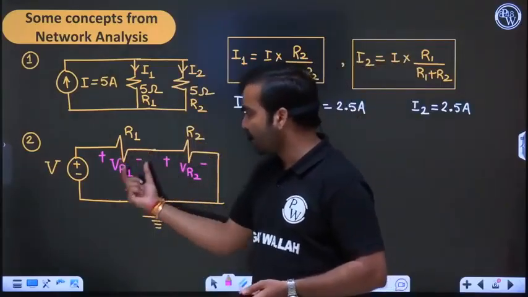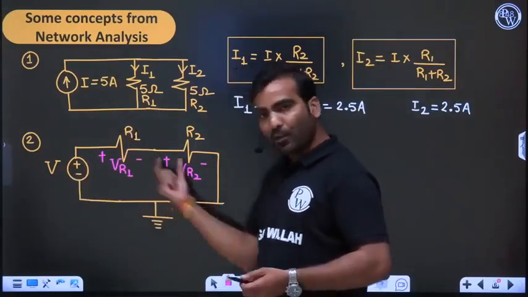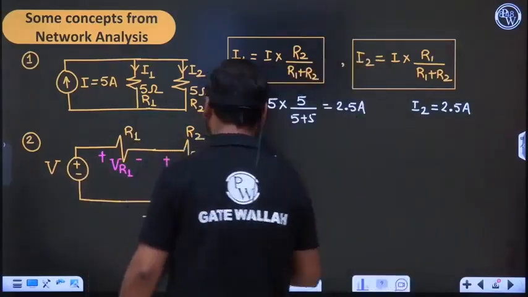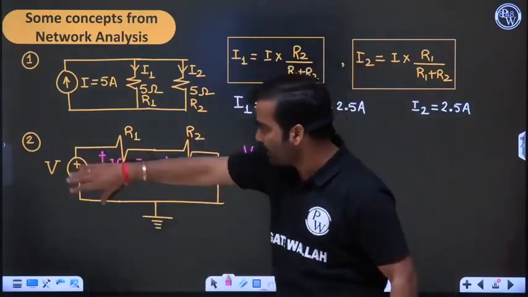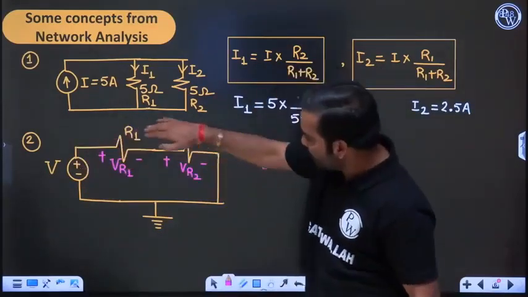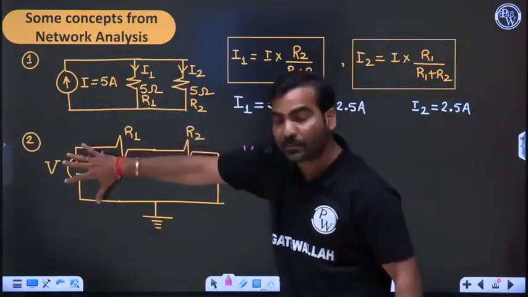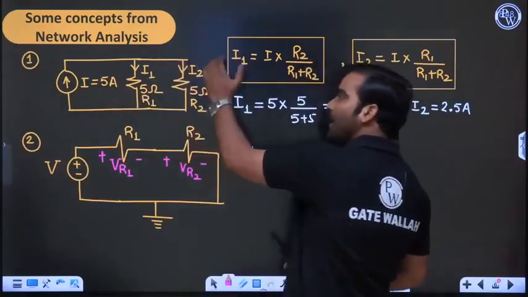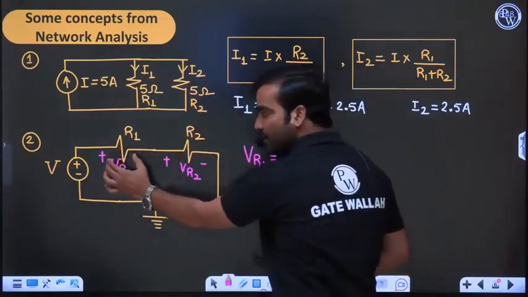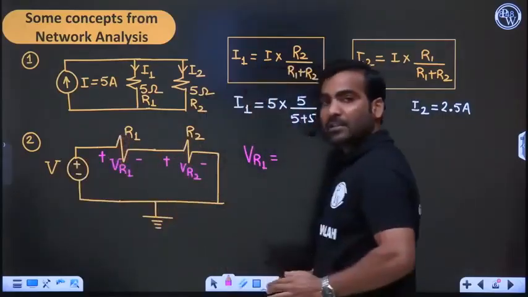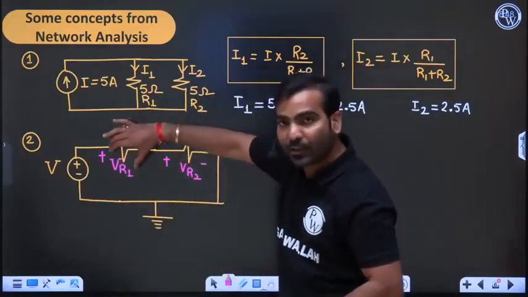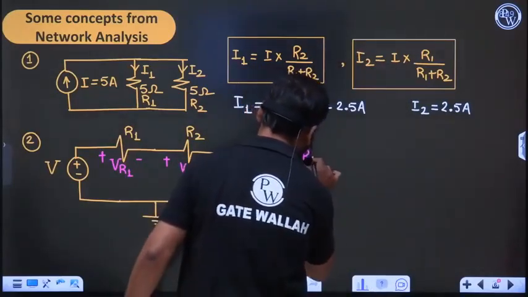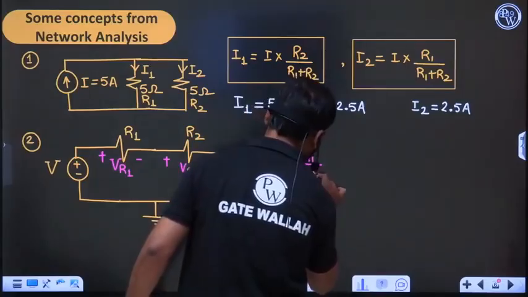Voltage across this R1 is V into R1 upon R1 plus R2. So right now VR1 is the voltage across R1, and the complete voltage in this circuit is V, because R1 and R2 are in series. Voltage across R1 is V into... in the current division we were multiplying with the opposite resistance, but in voltage division V is multiplied with the same resistance across which we are going to calculate the VR1. So VR1 is V into R1 upon R1 plus R2.